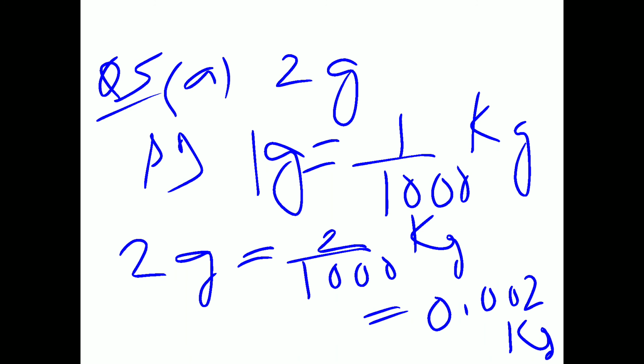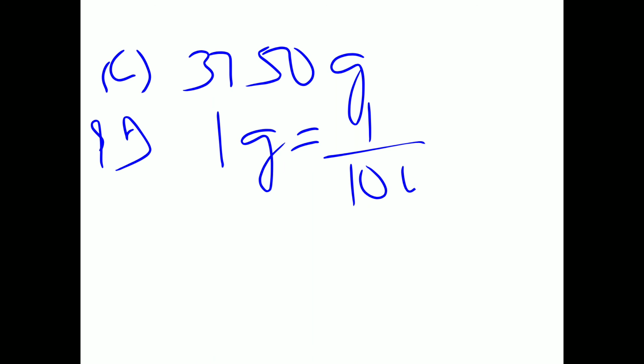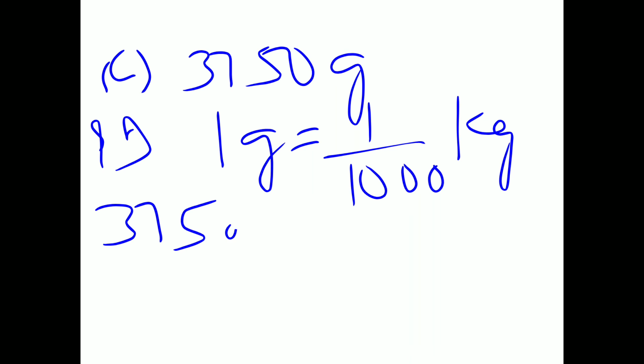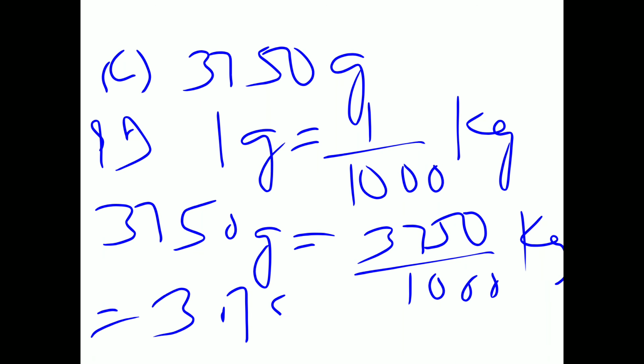Now we do C part. C and D part I do, the rest you have to do. C part, that is 3750 gram. So you write 1 gram is equal to 1 upon 1000 kg. So 3750 gram is equal to 3750 upon 1000 kg. So 3 zeros, so the decimal will come after 3 numbers, and we always count the digits from the back side. So the answer is 3.750. Clear?